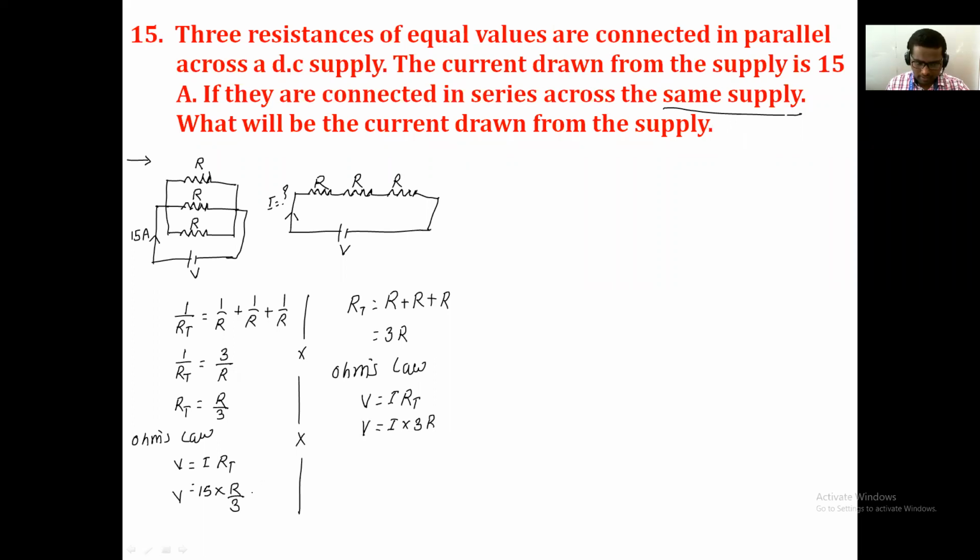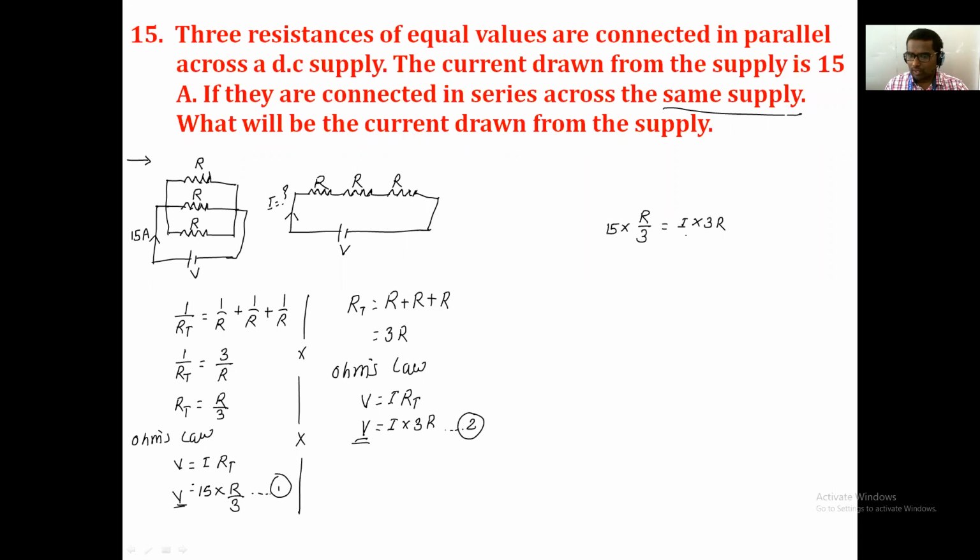But if you see equation number 1 and equation number 2, the supply voltage remains the same. That's why I said this is the key. Since the left hand side is the same, we can equate the right hand sides. So let me equate these, and I can write 15 multiplied by R divided by 3 is equal to I multiplied by 3 into R.